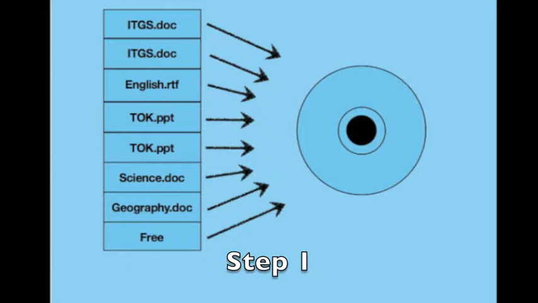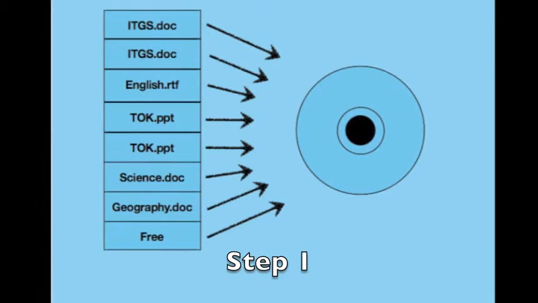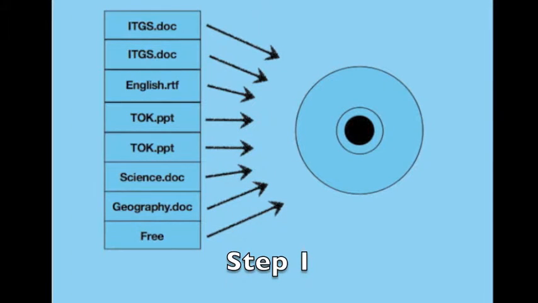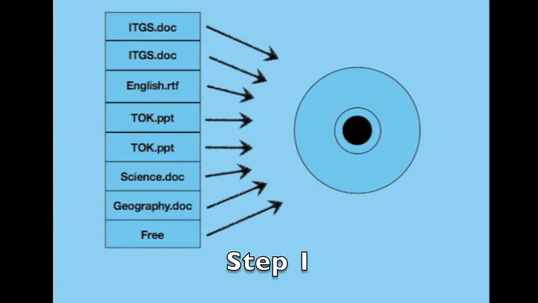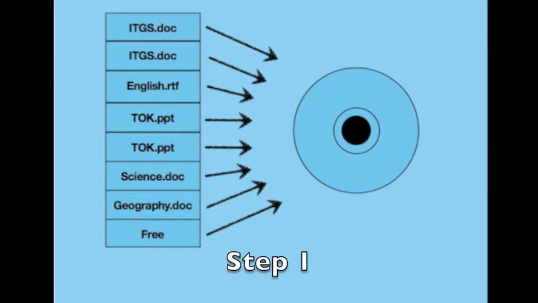Step 1. In the diagram given, you can see that there are 5 files that have been saved to the disk: ITGS, English, TOK, Science, and Geography. Each file is saved in a separate sector. 2 of the files, ITGS and TOK, have more than one sector. This is because their files are too large to put into one sector.